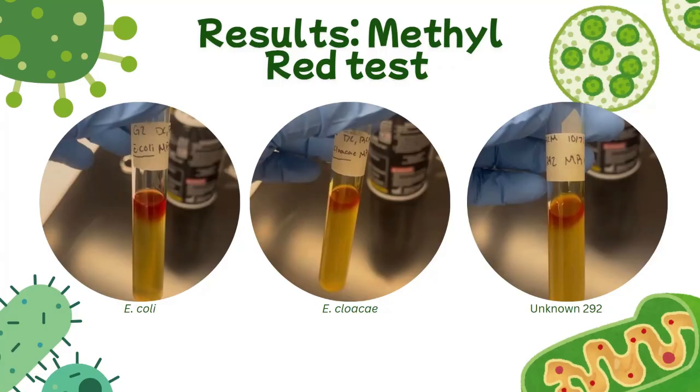So the metabolic pathway that's being detected is the mixed acid fermentation pathway. The reagent is methyl red, and a positive result, which is a red color, indicates stable acid production from glucose metabolism. E. coli uses that mixed acid fermentation. E. cloacae uses butanediol fermentation, and the unknown fermentation type depends on what we see. It is a little difficult to see, but it could look like the E. cloacae, meaning it uses that same butanediol fermentation.